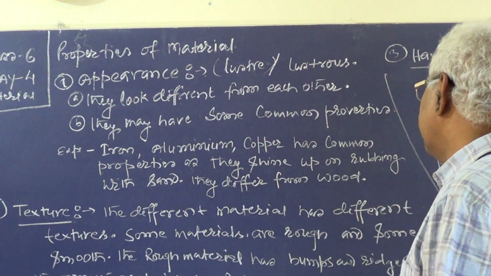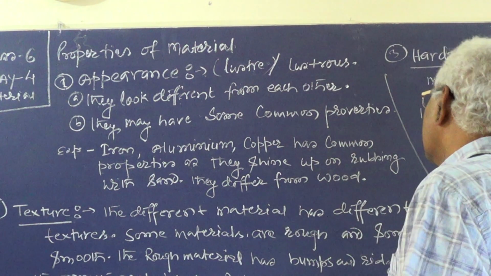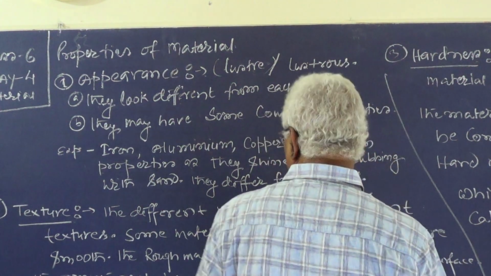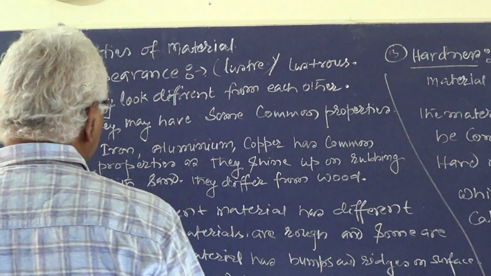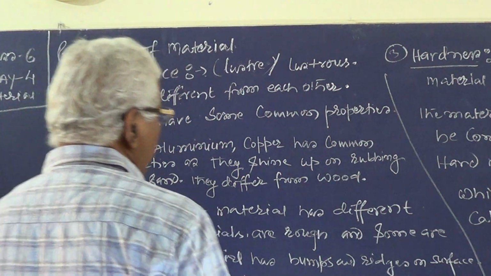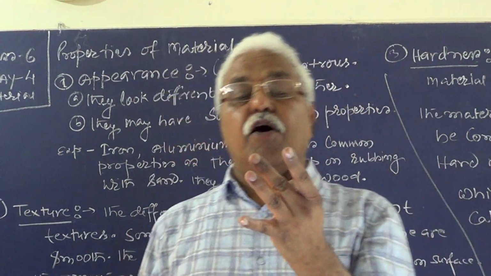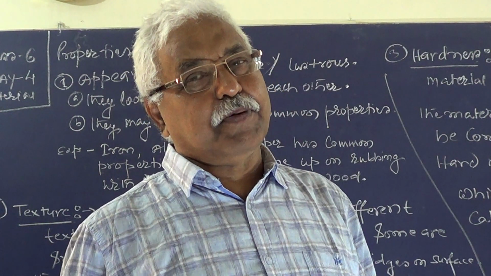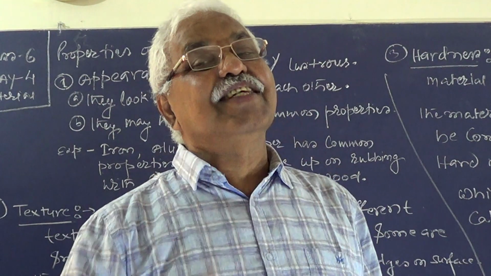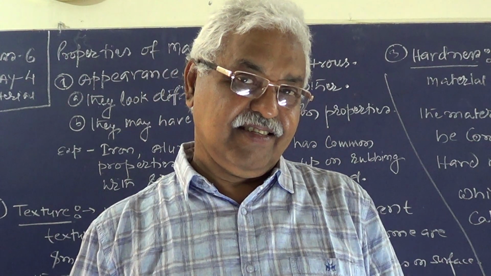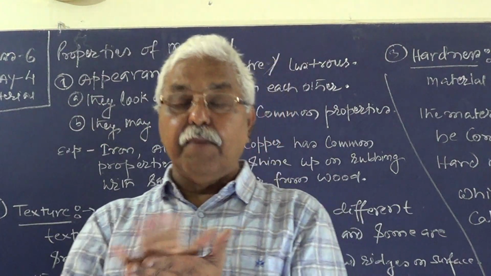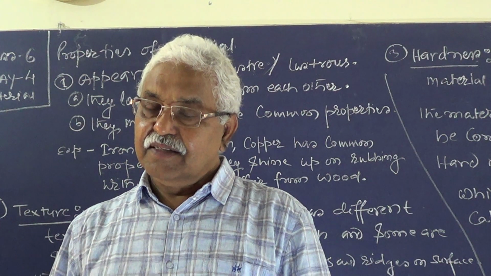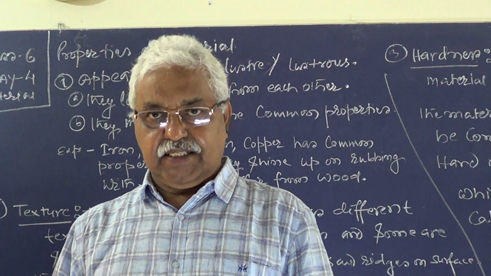They have some common properties. What is that? Iron, aluminum, copper, zinc, nickel. These have a common property. What is that common property? All these metals are lustrous in nature. They shine when you rub them with sandpaper. So the common property is luster.